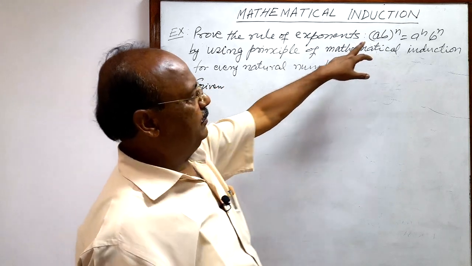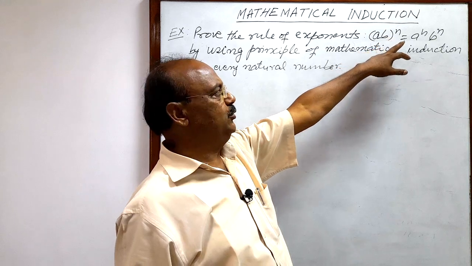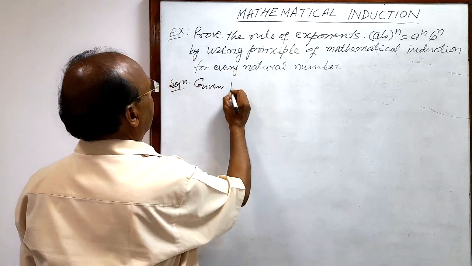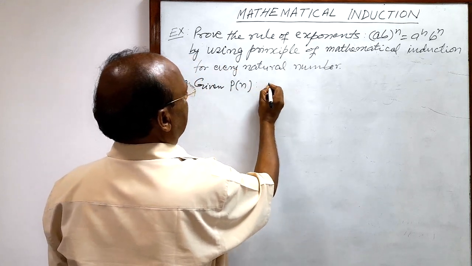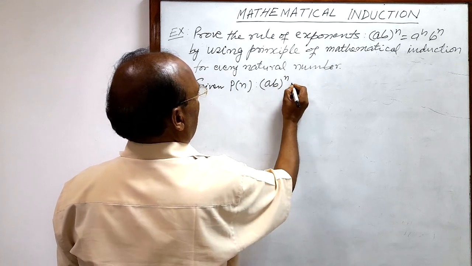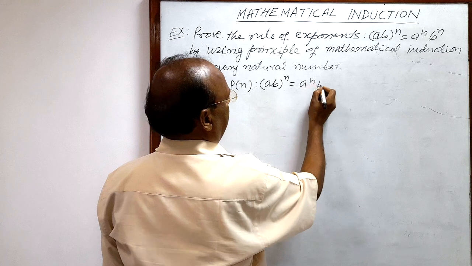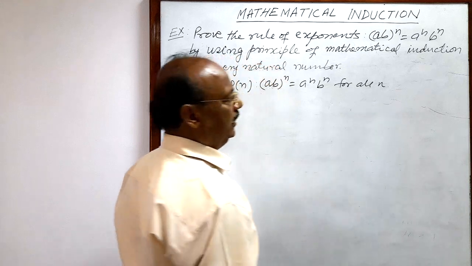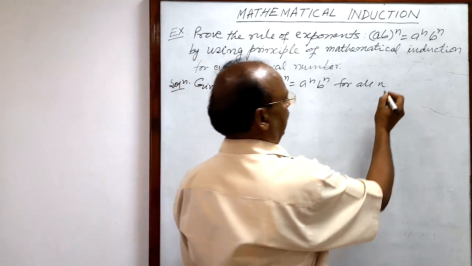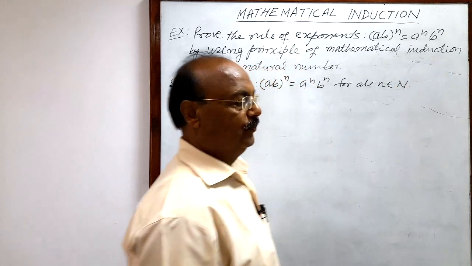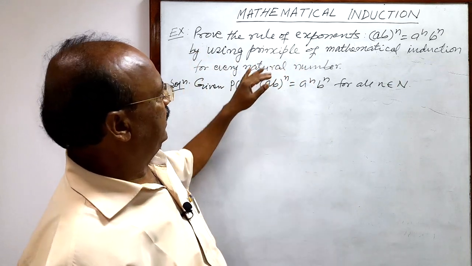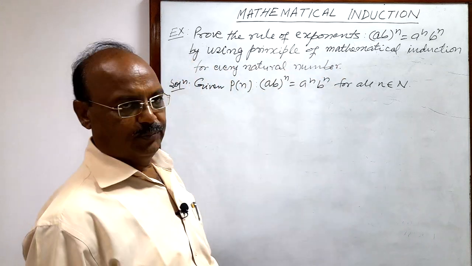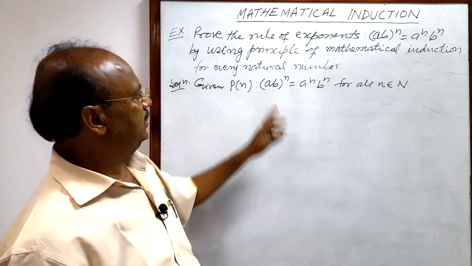Here the given mathematical statement is (ab) whole to the power n is a to the power n, b to the power n, and as we know, a mathematical statement is denoted by the notation Pn. So here Pn is (a into b) whole to the power n is a to the power n into b to the power n, for all n belonging to the set of natural numbers. By the principle of mathematical induction, this problem can be proved using this principle.